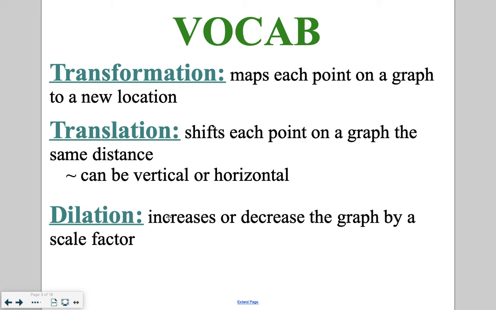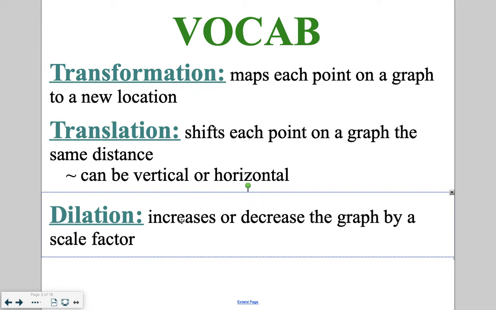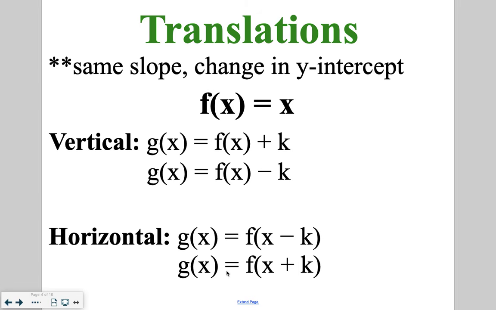The other thing we're going to talk about is a dilation. So that's increasing or decreasing a graph by a scale factor. So that would be like if I took a shape and made it bigger or smaller on the graph. Or moved it around in some way, shape, or form. I'll explain what that looks like with lines a little bit later when we get to the graphs. So first we're going to talk about translation.